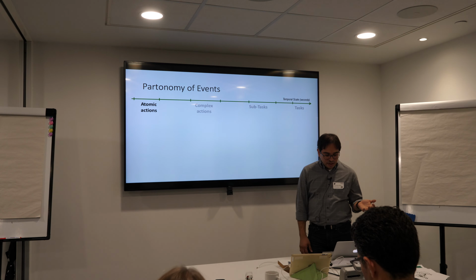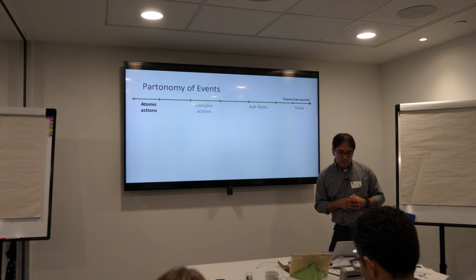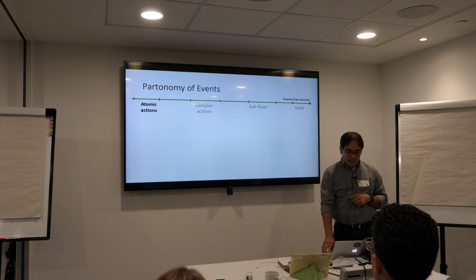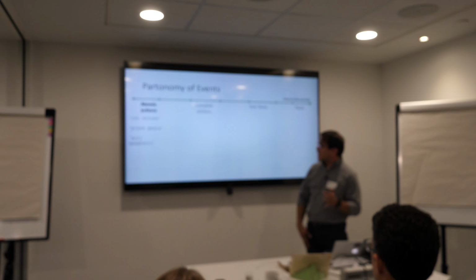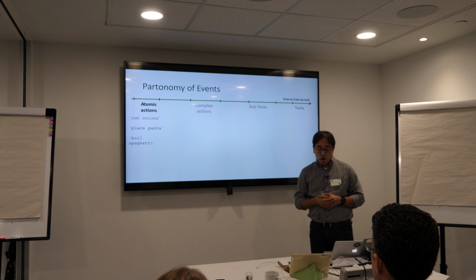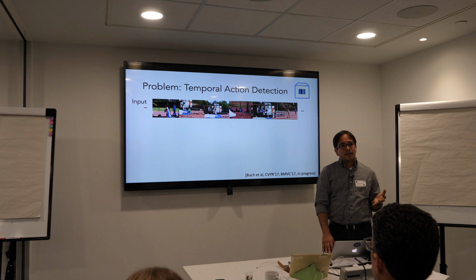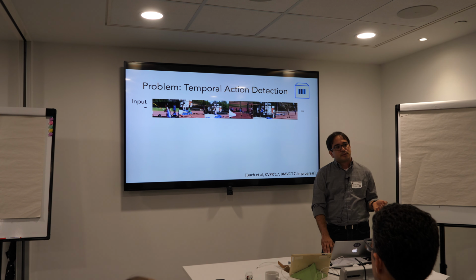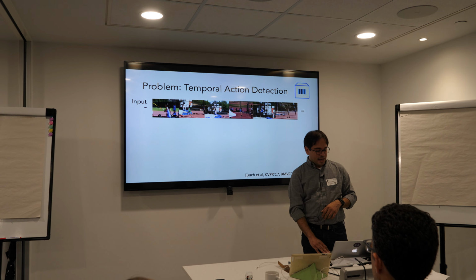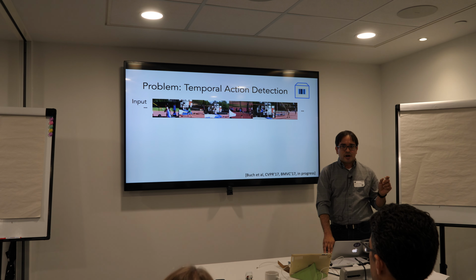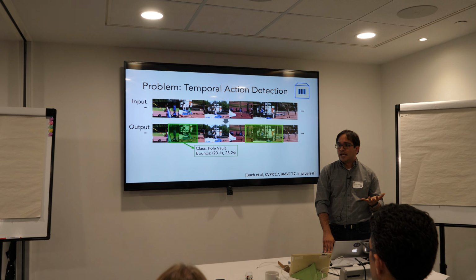So one way to deal with this compositionality issue is to start by building algorithms that actually can start recognizing such atomic actions and then go from there, okay? So remember that at this scale, we care about things like cutting onions or placing pasta. All right, so let's try to see what we can do here. So at this scale of atomic actions, we've built algorithms for the problem of temporal action detection. And the idea here is that you're given an input video like this, and the goal is to output the start and end of the actions together with the label of the action that is happening. All right, so that's the goal.